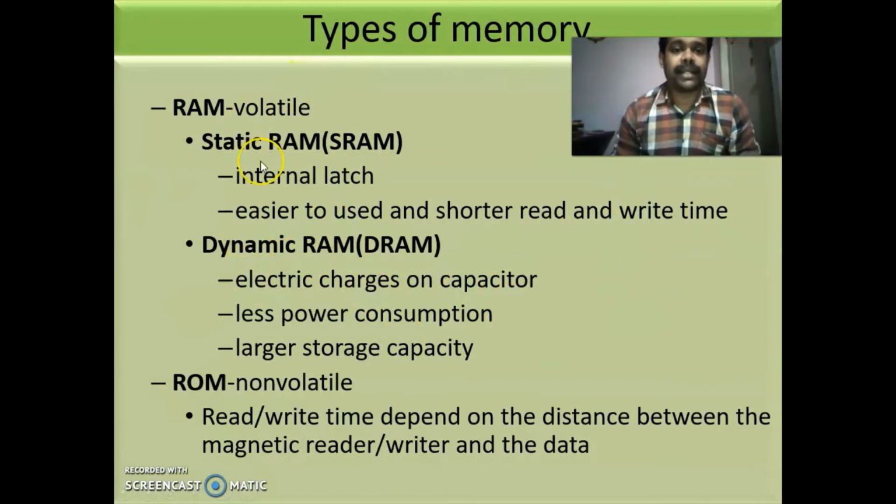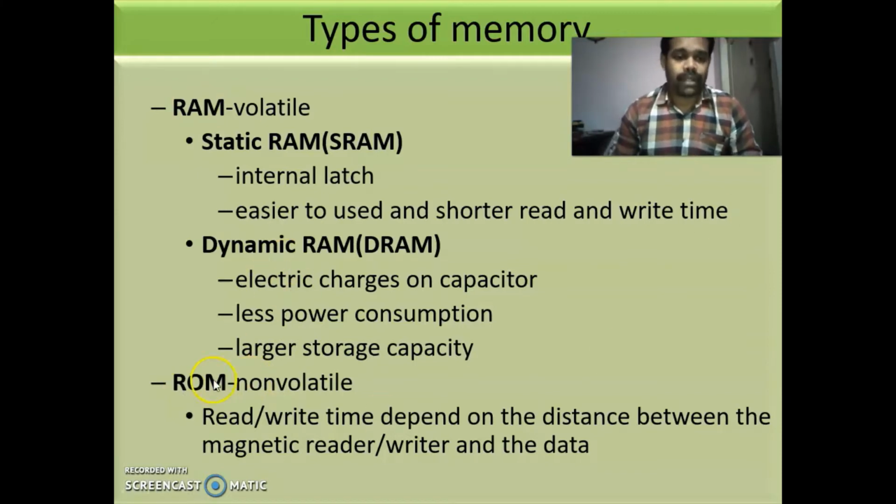In RAM, there are two types, static RAM and dynamic RAM. In static RAM, the data is stored in the internal latch, and it is easier to use, and it has shorter read and write time. But in the case of dynamic RAM, the data is stored as electric charge on a capacitor. It consumes less power, and it has large storage capacity. These are the main differences between static and dynamic RAM.